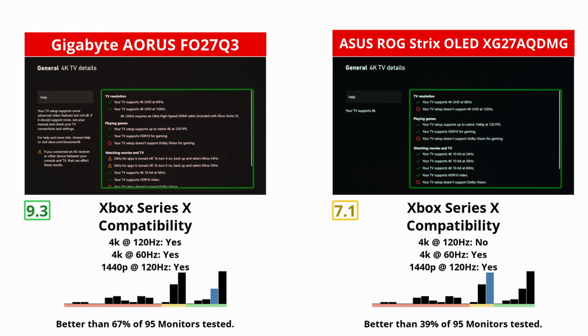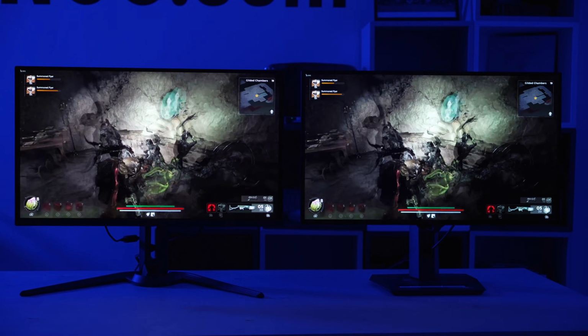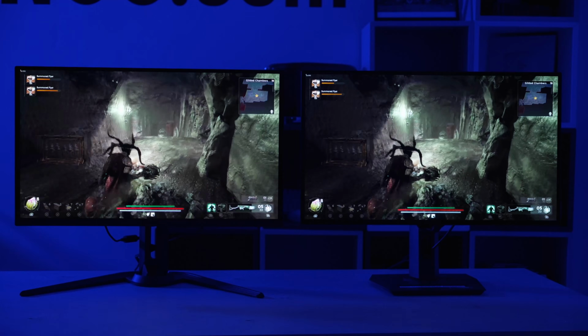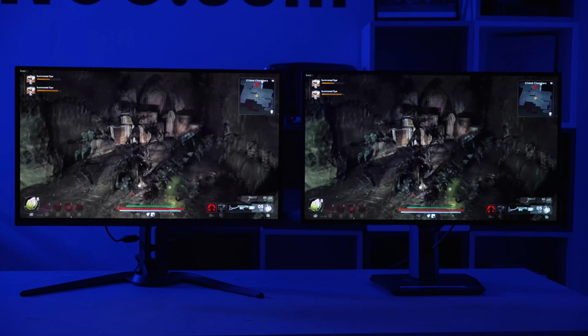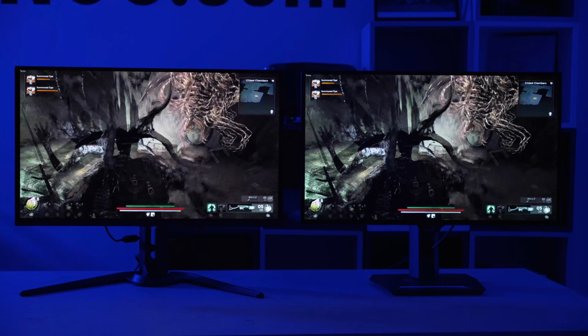or S. Even though the ASUS still supports 1440p signals up to 120Hz on either console, the Gigabyte can downscale 4K signals instead, even at 120Hz. The main advantage of doing this is because the Xbox only supports HDR with 4K signals. So at least you could play games at 120Hz in HDR on the Gigabyte.